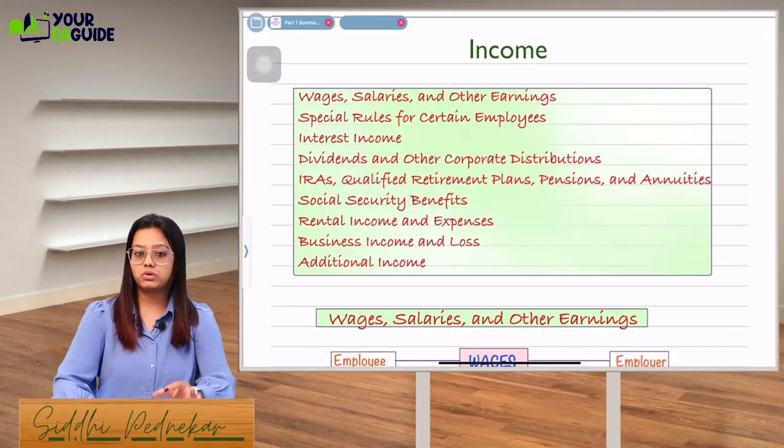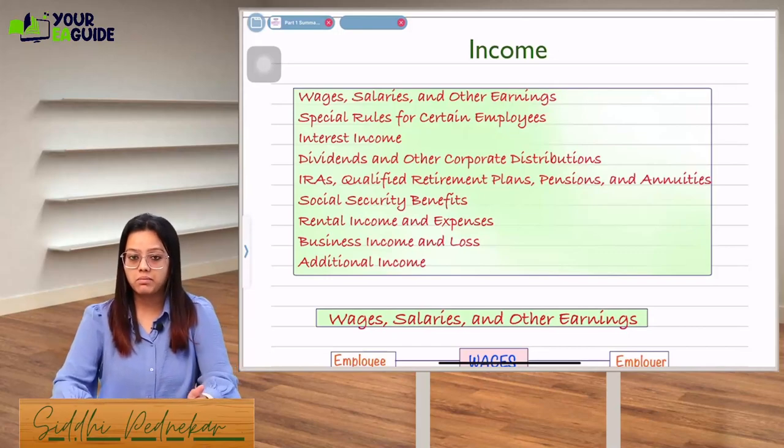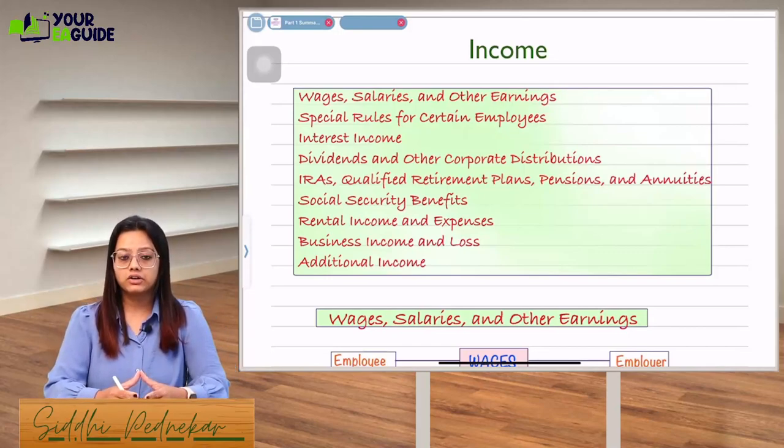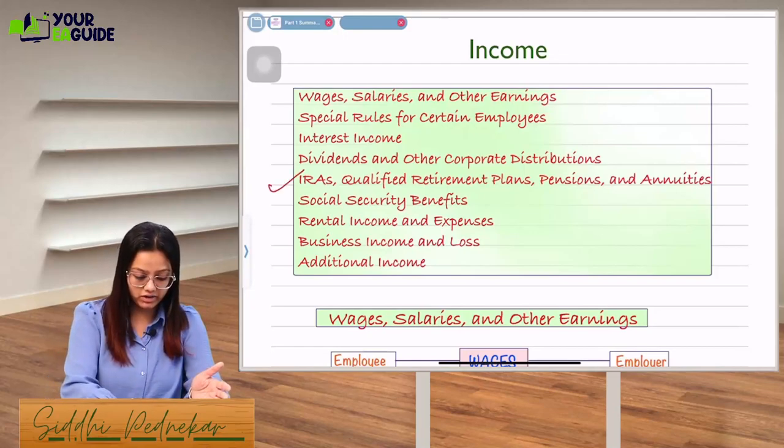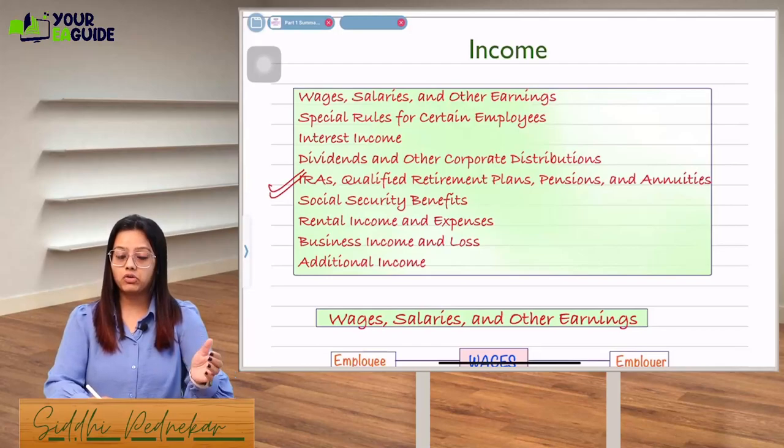We are going to cover wages, salaries, other income, and special rules for certain employees, where we are going to understand clergy related income, those who are church employees, and how their income will be taxable. Interest income, dividend income, IRA we have already covered yesterday. So that is the part where you get distributions, and that time when you include it in the income, it is related to this.